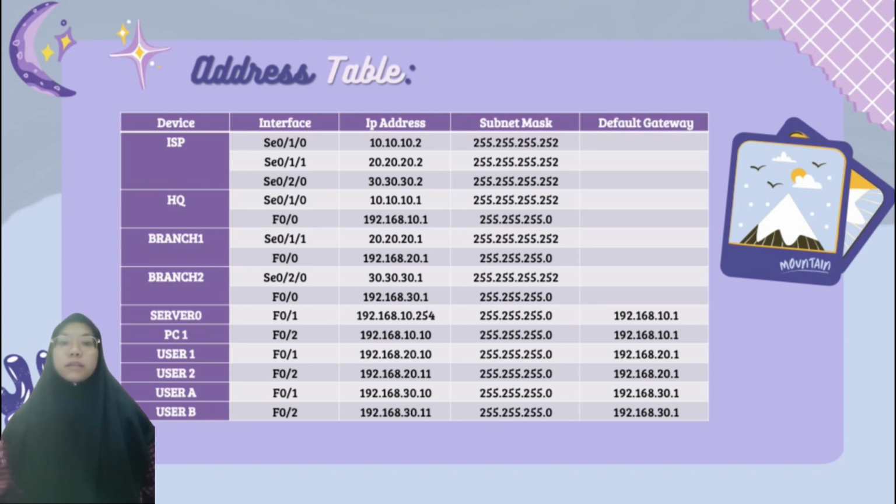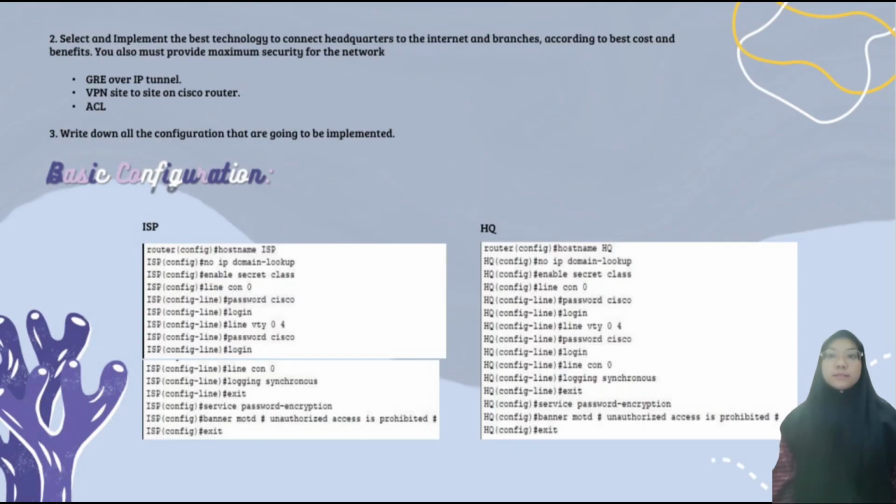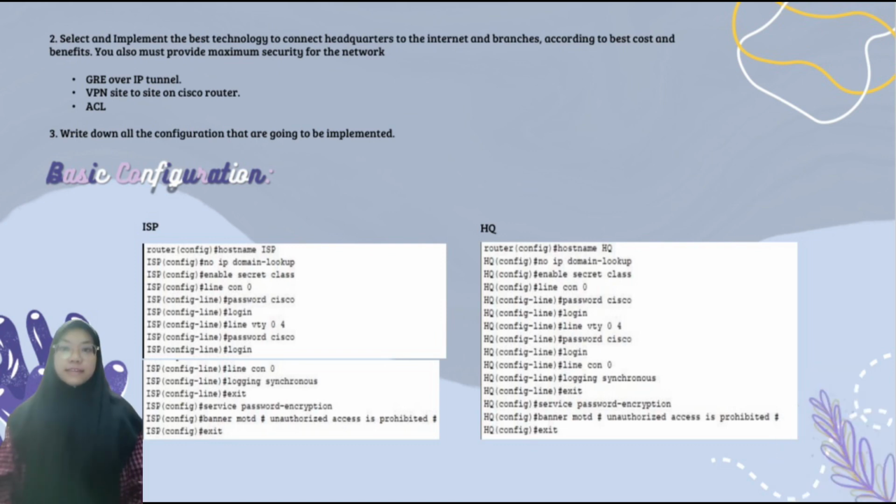that we have planned. Next, we select and implement the best technology, which is GRE over IP tunnel, VPN site-to-site on Cisco router, and ACL to connect headquarters to the internet and branches according to the best cost and benefit. We also provide maximum security for the network. After that, we write down all the configurations that are going to be implemented.